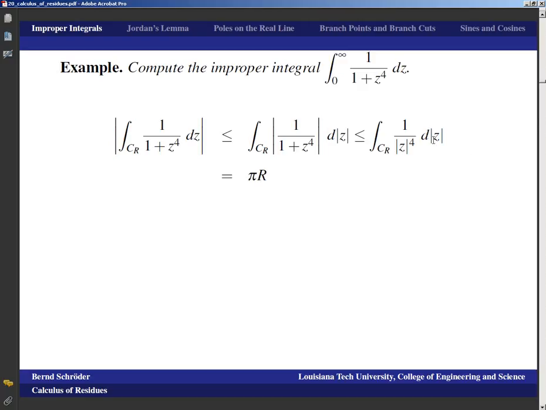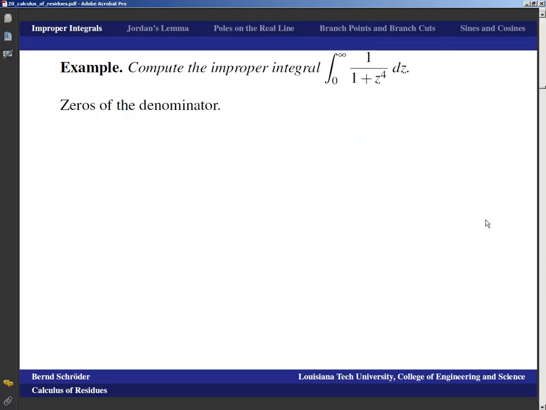And of course, now if we integrate against the arc length over a semicircle, we get pi r. On the circle of radius r, the integrand has value 1 over r to the 4th, so we get pi r over r to the 4th, which is pi over r cubed. And that goes to 0 as r goes to infinity. So that means we can apply the preceding theorem.